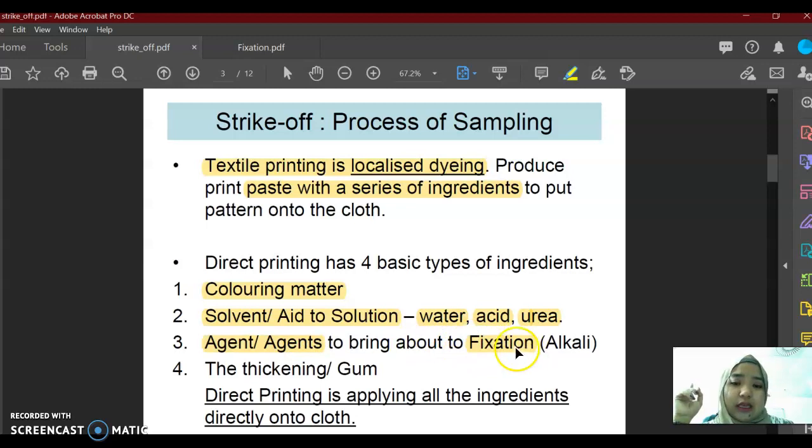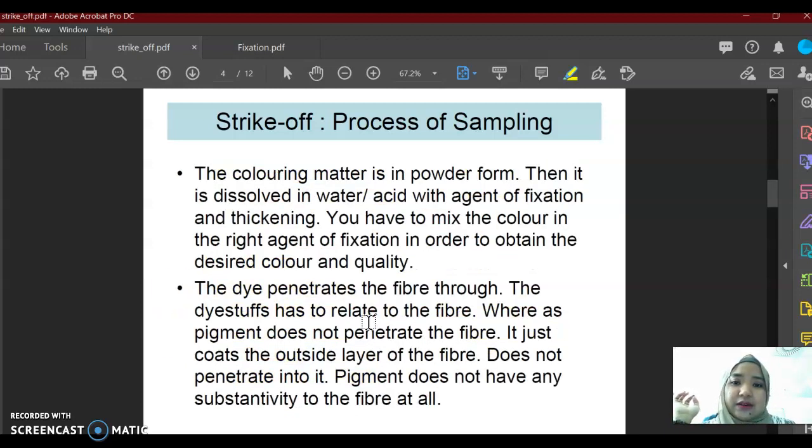Alright, so they also need an agent to bring about fixation. Okay, chemical agent lah selalunya. They also need a thickening agent or gum, and then they mix all for them to have the perfect paste for direct printing. Okay, yang ni untuk direct printing sahaja. Alright, so coloring matter selalunya memang dalam powder form. Okay, and then dia kena mix dengan water of acid, and then agent of fixation and thickening.